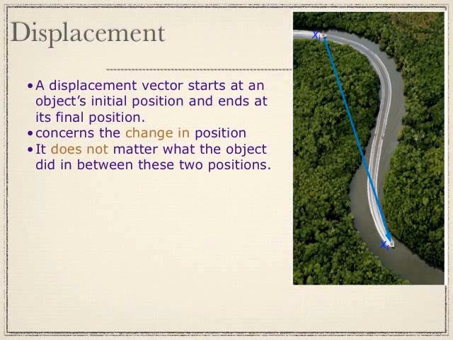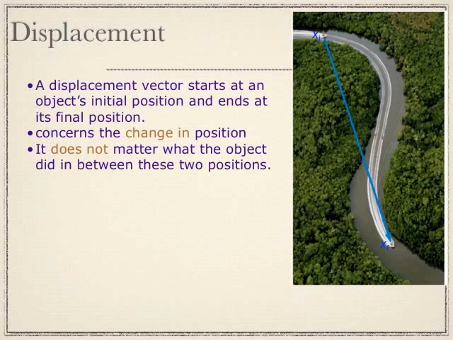The boat did not follow the displacement in the sense that it did not move along the arrow. The boat went along the river, which is a longer path than the length of the arrow. It's a longer path than the displacement. Displacement and path are not the same thing. The boat could have taken an entirely different path.